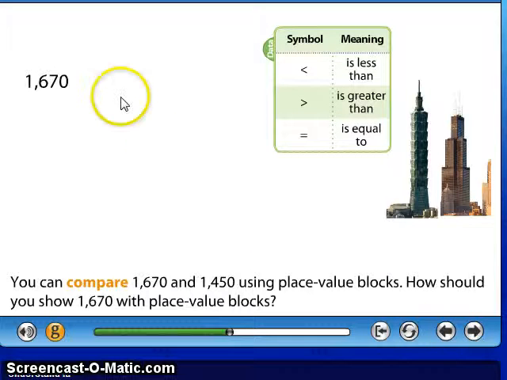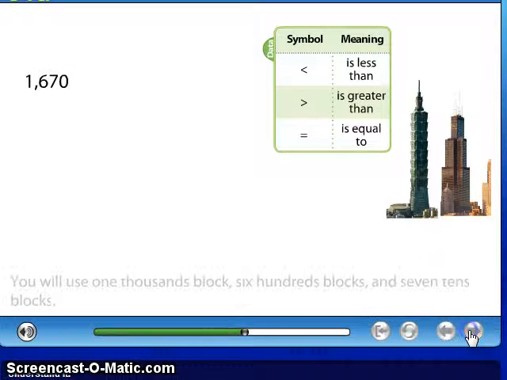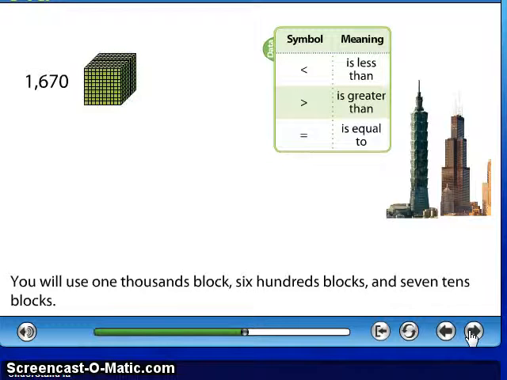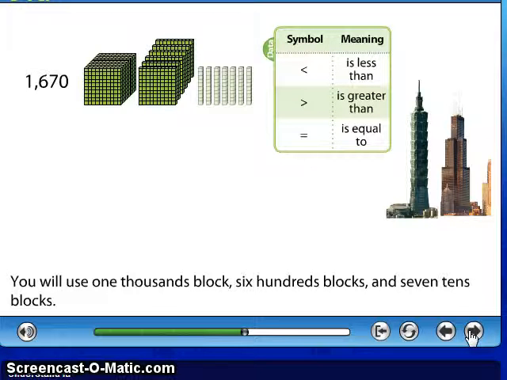Now remember, guys, on the first lesson that we had, we used the place value blocks, and it had the green cubes. The big cube was worth 1,000, so we would have one big cube because there's a 1 in the thousands place. We would have 6 flats, or 6 of the hundreds, because there's a 6 in the hundreds place. We would have 7 rods, or 7 sticks, because there's a 7 in the tens place. But we wouldn't have any units because there's a 0 in the units place. So it should show us a picture of that. You will use 1,000s blocks, 600s blocks, and 7 tens blocks. See, look at how smart I am. I said it before the computer did.